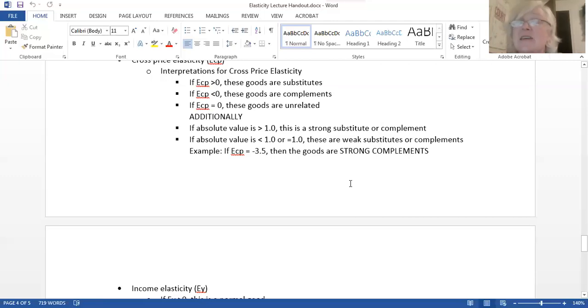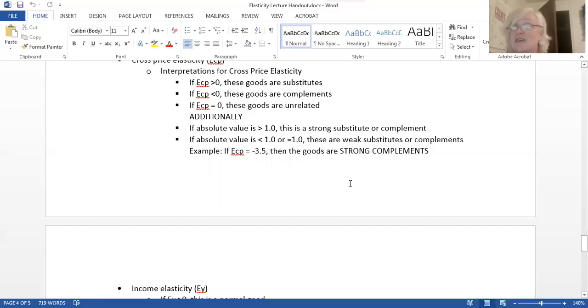On the other hand, if the absolute value is small, if it's a decimal, if it ends up less than 1, like 0.59, 0.37, negative 0.28, those are all examples where the absolute value, the magnitude, is a decimal less than 1. That's a weak relationship. It's going to change, but not by much. So we call those weak substitutes or weak complements.